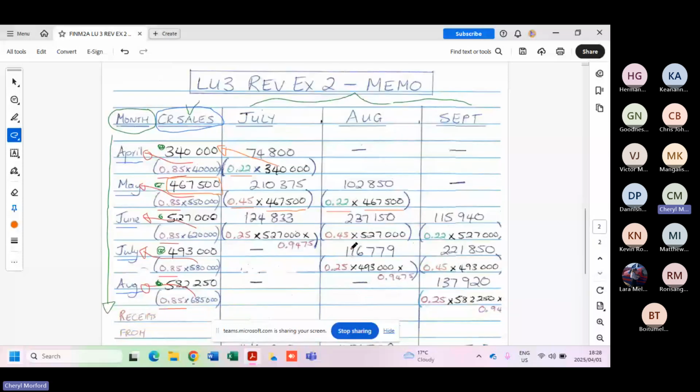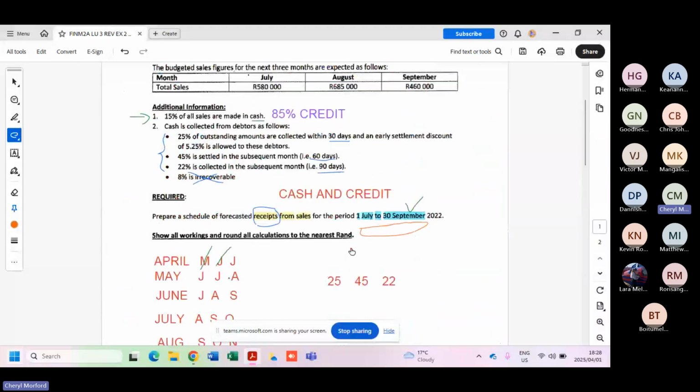Okay. Then we're going to continue like this, but I just want to point out here something very important. Have a look here. With this first one, in the first installment there, the 25% comes in within 30 days of the sale. But notice what we get here, an early settlement discount.